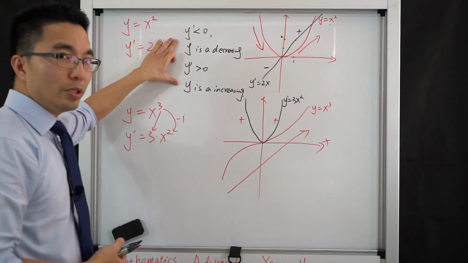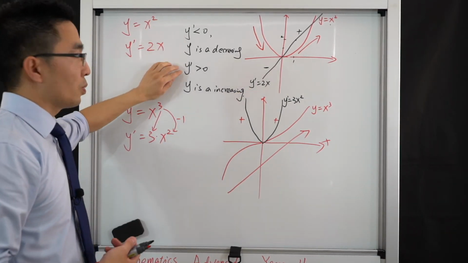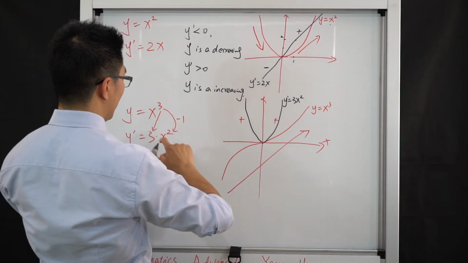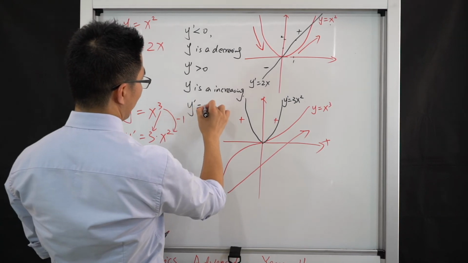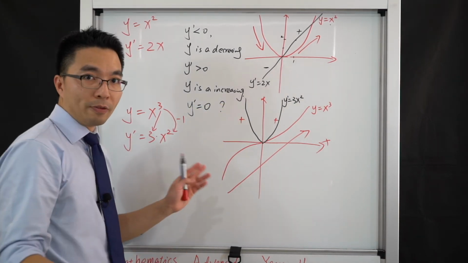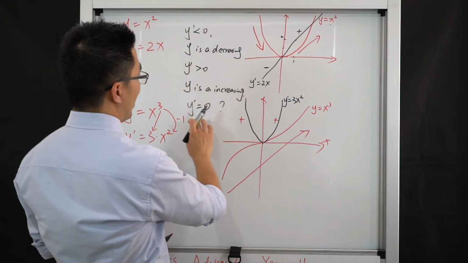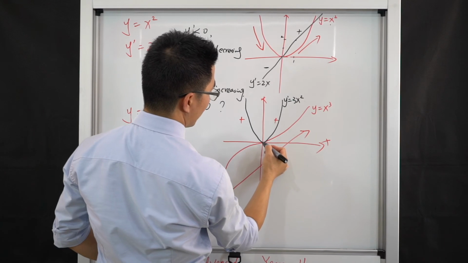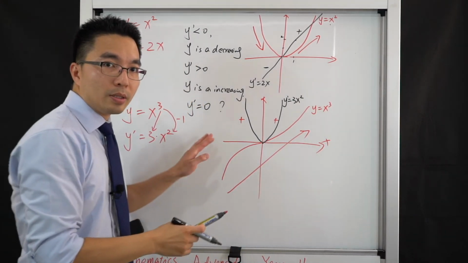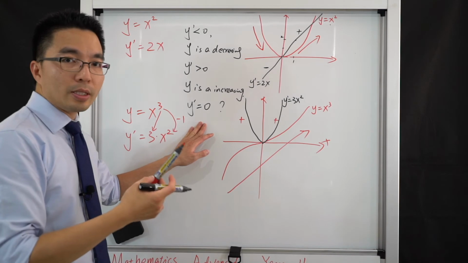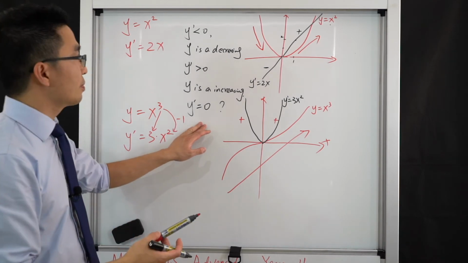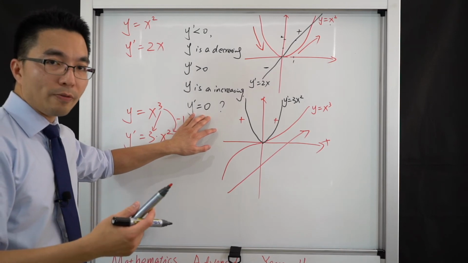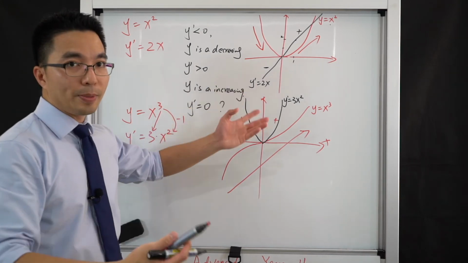Okay, we are having two situations over here. What about y dash equal to 0? What can we have for y dash equal to 0 of the original function? When y dash equal to 0 is at this point. As I said, the derivative function is the gradient function of the original function. Y dash equal to 0 means the gradient is 0 for the function at the specific point.